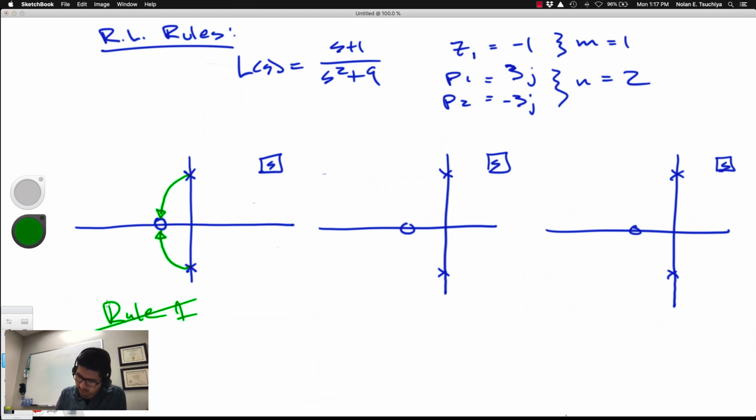Rule 1 is violated, and so it's not a valid root locus, right? A valid root locus has to satisfy all rules 0 through 5 concurrently. Okay, so let's take a look at a second scenario.